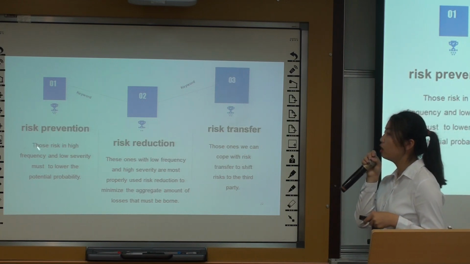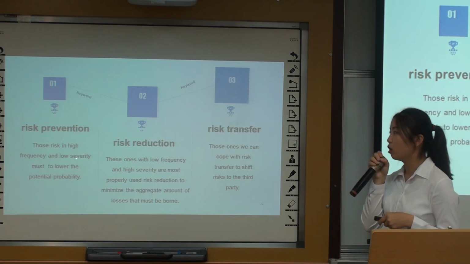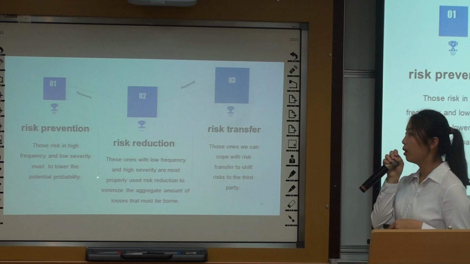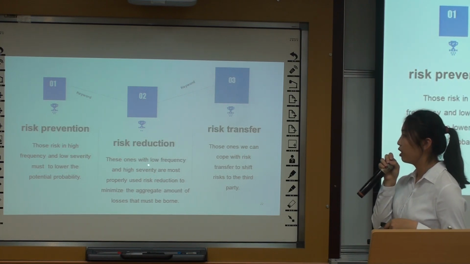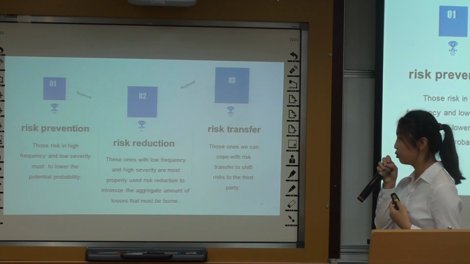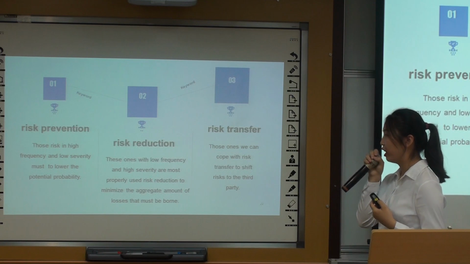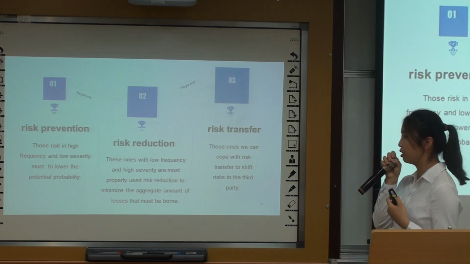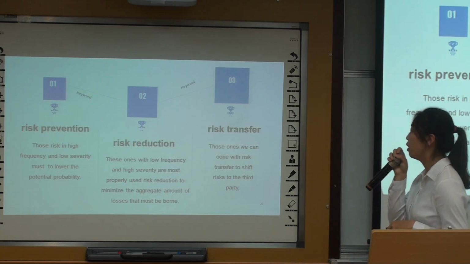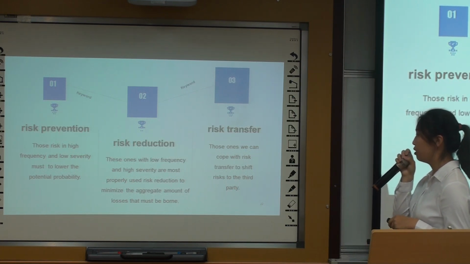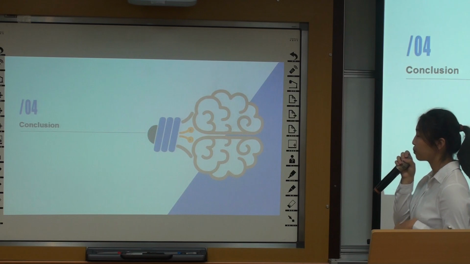In risk prevention, those risks with high frequency and low severity must have their potential probability lowered. Risk reduction, for those with low frequency and high severity, is most properly used to minimize the aggregate amount of losses that must be borne. Risk transfer, those ones we can use to shift the risk to a third party.